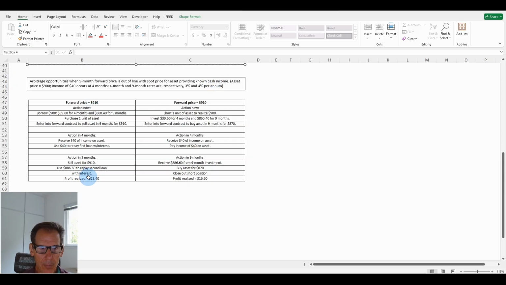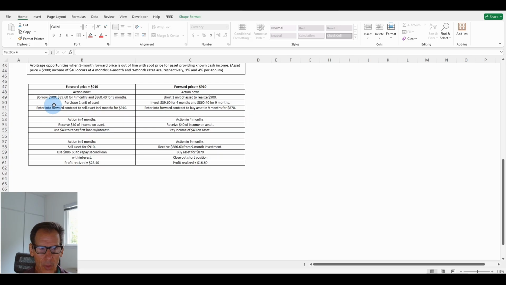Here is the rundown of what I just talked about. Action now: borrow 900, 39.60 for 4 months and 860.40 for 9 months. Purchase 1 unit of the asset. Enter into a forward contract to sell the asset in 9 months for 910. Action in 4 months: receive $40 of income on the asset. Use 40 to repay the first loan with interest. Action in 9 months: sell the asset for 910. Use 886.60 to repay the second loan with interest, and then profit 23.40.